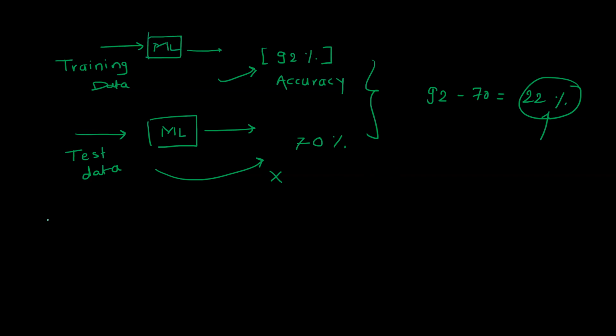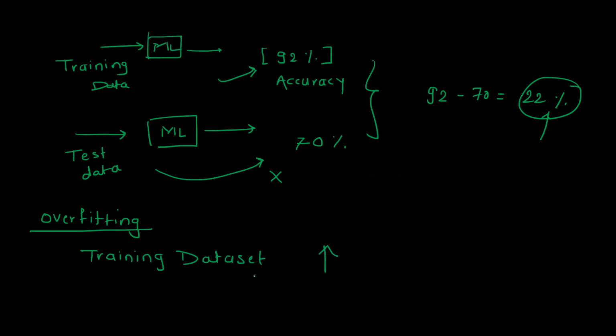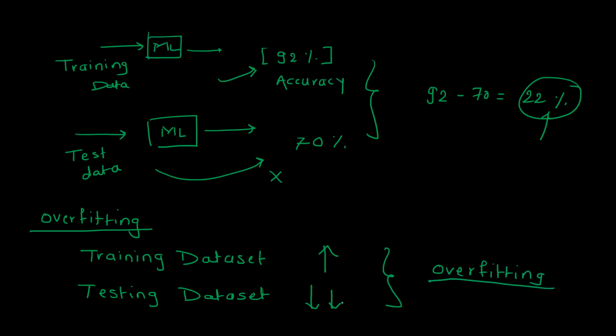So what happens in the case of overfitting? I will tell you in short now. In the concept of overfitting, when we train the model on the training data set, we get very good accuracy. But when we test the model using the testing data set, our accuracy goes down. This concept is called overfitting.